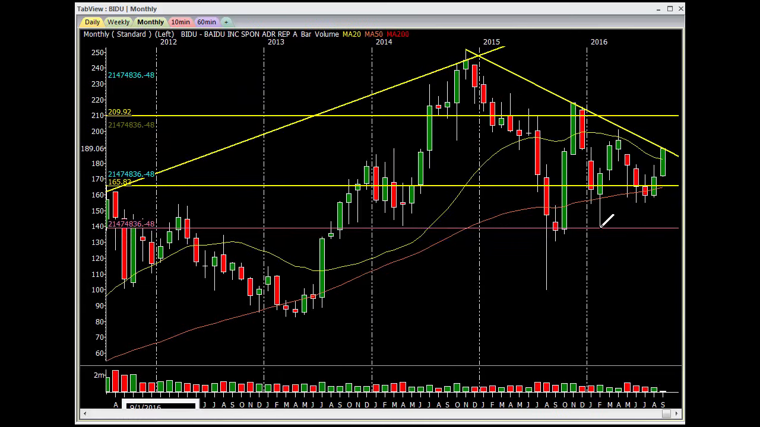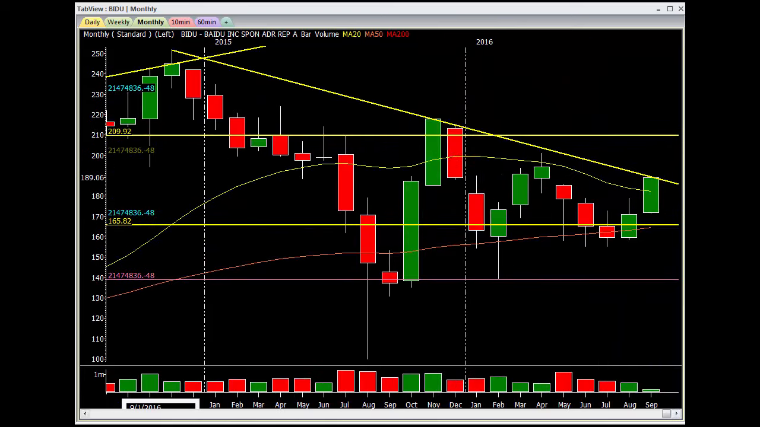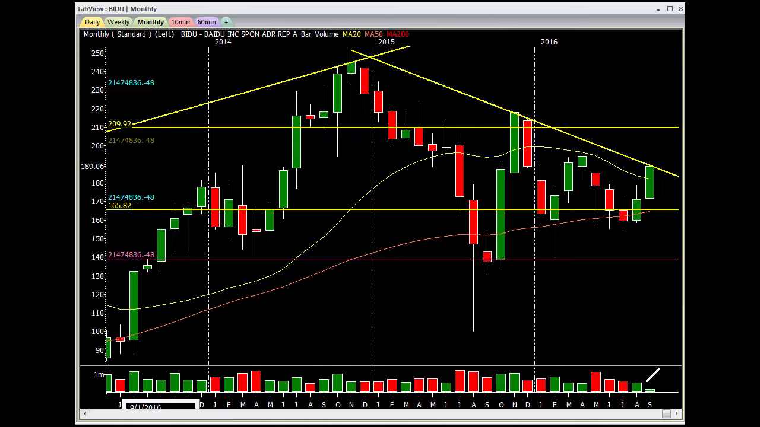Monthly chart, same trend line. They pushed it above this 20 MA. They had to. So someone's out there doing something. Volume's disappearing. We are in an inside bar kind of choppy, sloppy pattern. Let's see if we could get above this trend line in the next couple days or by the end of the week. Then I think we can shoot for the $200 level on Bidu.